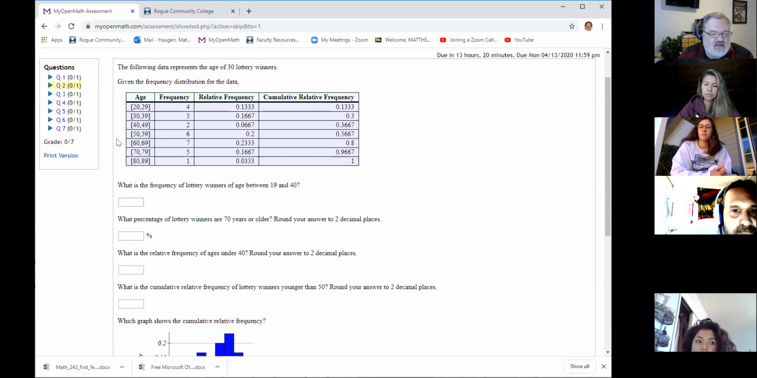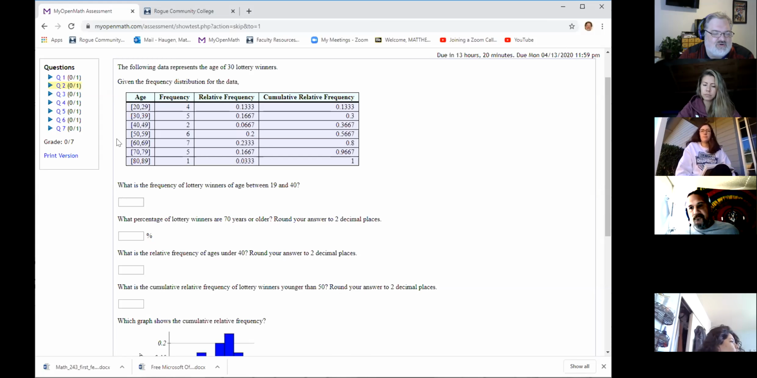So there's not going to be a lot. There's going to be some problems. They're going to have some, certainly some math we're going to have to do, but mostly it's going to be understanding what is this question asking, what does this mean. So focus on that as you work.